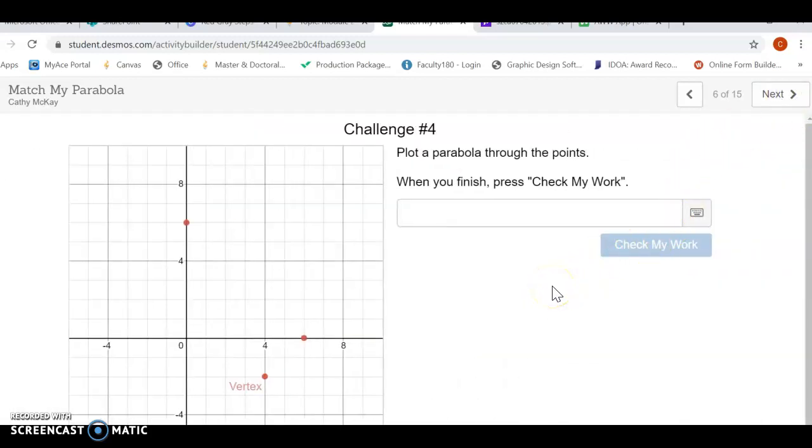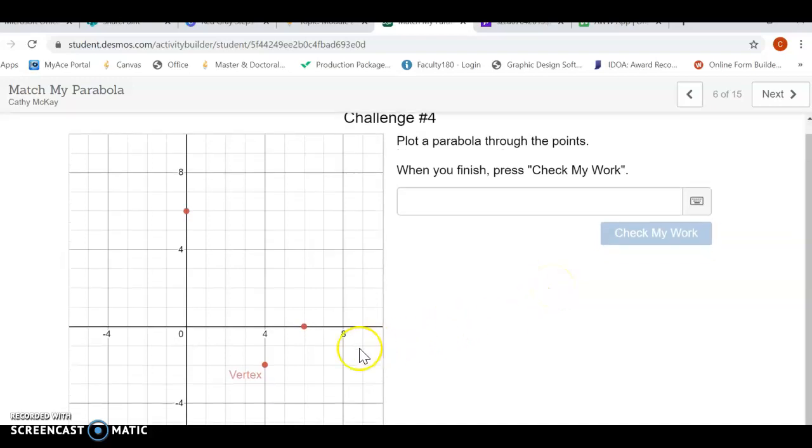Plot a parabola through the points. When you finish, check your work. So now here's the vertex. The vertex is here. Notice how it lines up. This is 4, negative 2. So the vertex moved over 4 and went down negative 2. See, those are the keys. Over 4 and down negative 2.